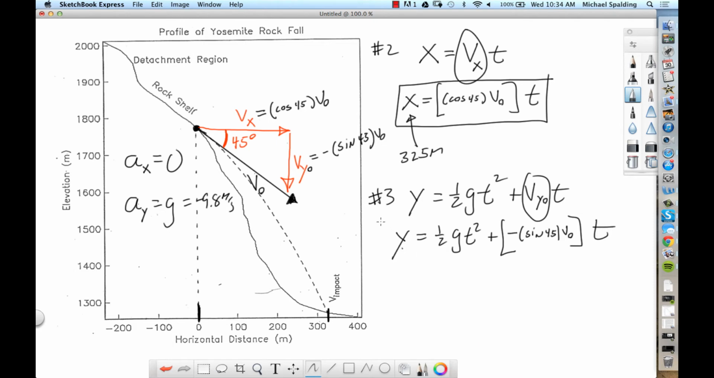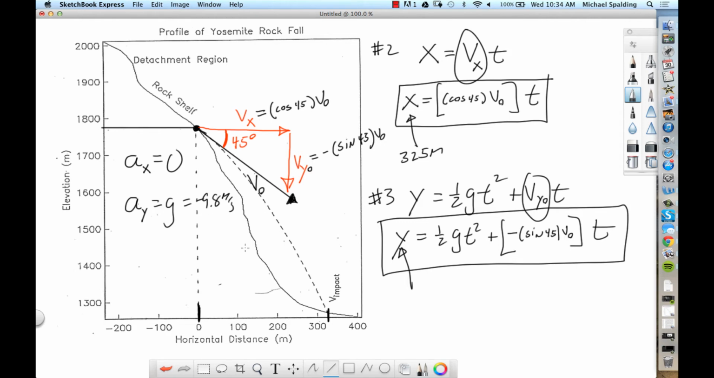Now, what's this y value going to be? What's the y displacement? This y displacement right here, let's figure it out. The projectile starts there and ends there. Okay, so approximately, let's just call this 1775 meters, and then this will be 1275. So what is this y displacement going to be?